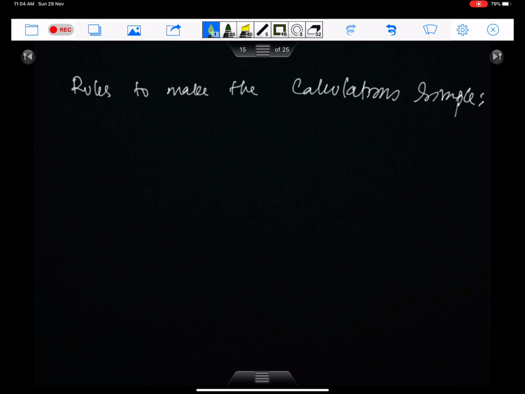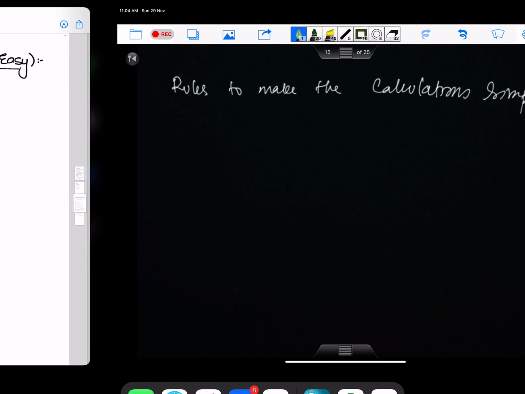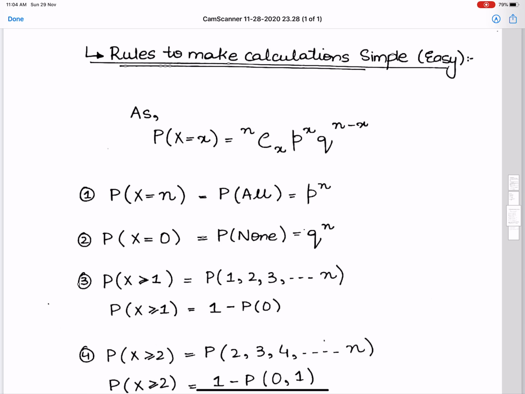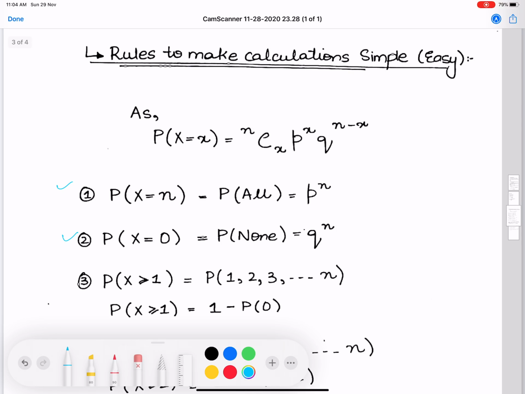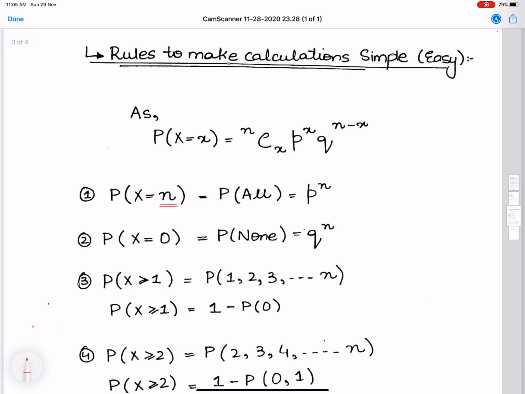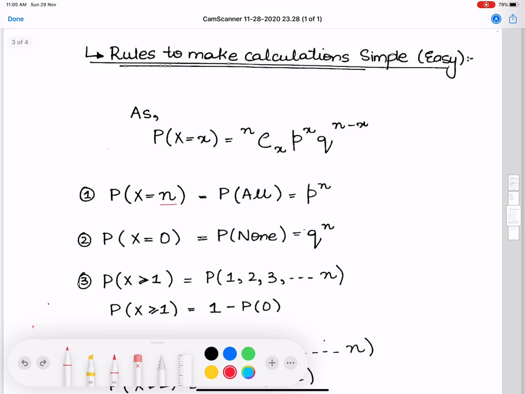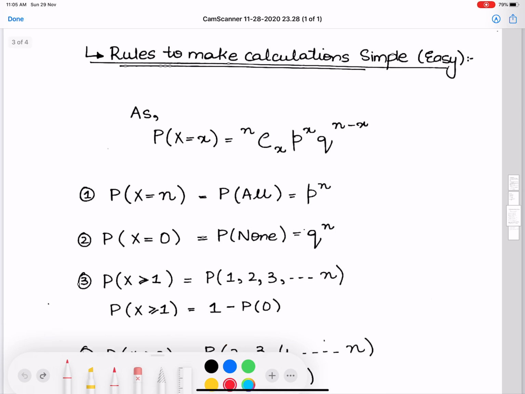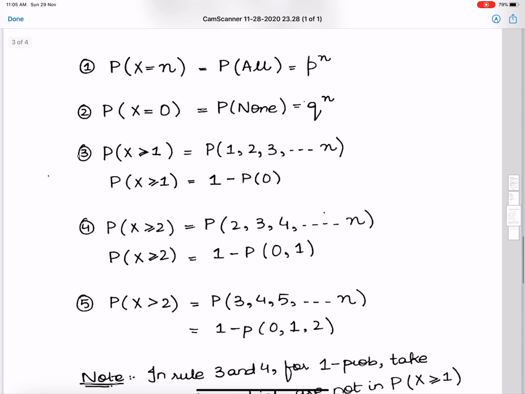And the variance of binomial distribution is npq. Now, rules to make the calculation simple. These rules are very important. I already have discussed rule number 1 and 2. According to rule 1, n means all. When you are finding probability for all, the answer will be p power n. And 0 means none. Therefore, the answer will be q power n. Now, rule number 3 is very important: at least one. Now, this is the direct method.